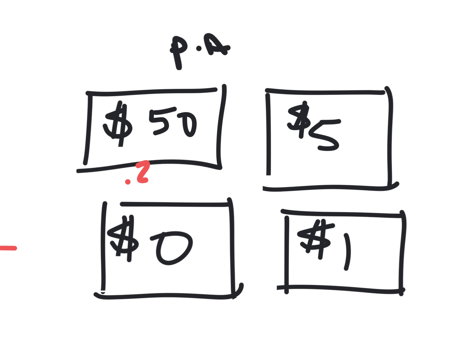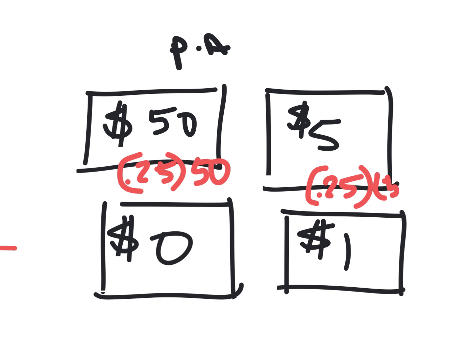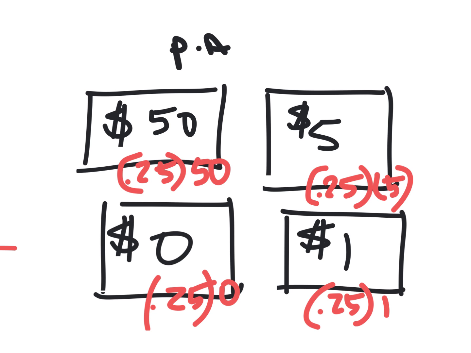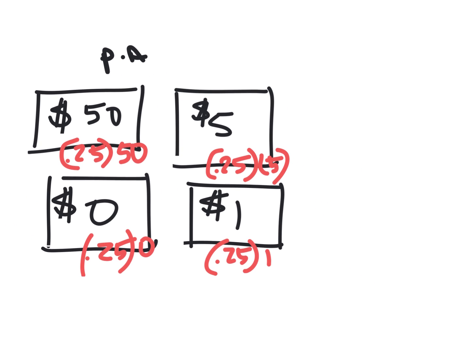All right. Probability of this is 0.25 because there's 4 envelopes. You have a 1 in 4 chance of grabbing that envelope. And then you get $50 if you do it. So 0.25 times 50. This one, 0.25 times 5. Probability, amount. 0.25 chance of this one. 25% chance you're going to pick that envelope. And you get nothing. That's an easy one to multiply. And 0.25 times $1. I can do these in my head.